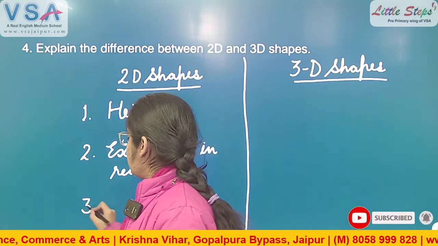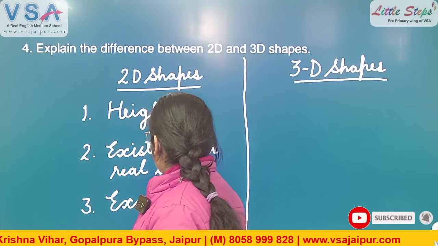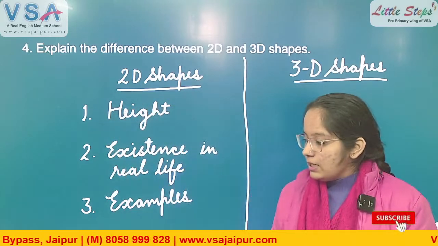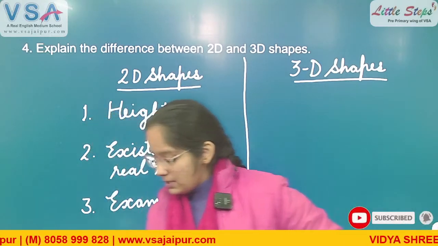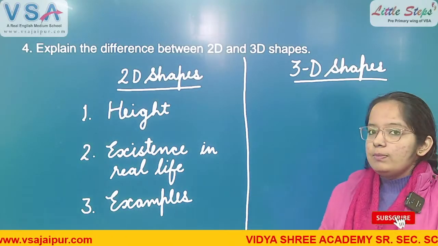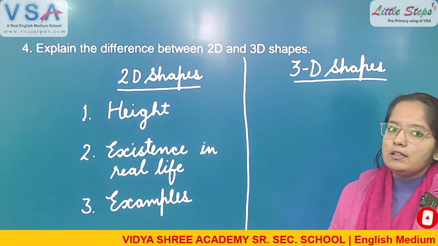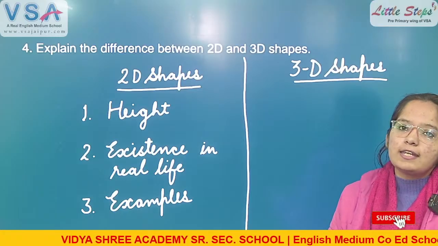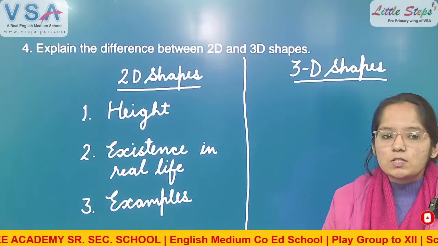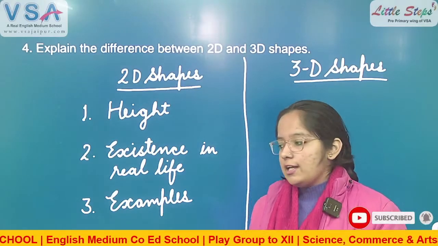And third will be our examples. If we talk about the examples, I have already given a lot of examples. Still, I will repeat the examples. What will be the examples? It will be circle or triangle or square, rectangle. These are the examples of 2D shapes. And when we talk about 3D shapes, the examples will be cube, cuboid, sphere, cone, cylinder, and so on.